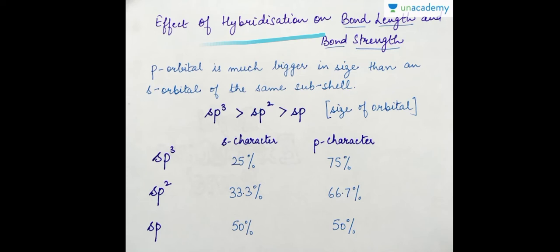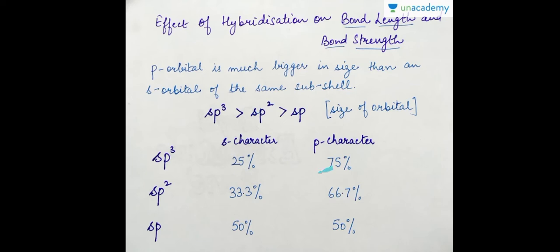So we know that a p orbital is much bigger in size than an s orbital of the same subshell. So p orbitals have a larger size, whereas the s orbitals are smaller in size. Now let's calculate the percentage of p orbitals present in each of the hybridized orbitals. So if sp3 hybridized orbitals are present, it will contain an s orbital and 3 p orbitals. Therefore, it will have 25% s character, whereas whatever is left, that is 75%, will be of p character.